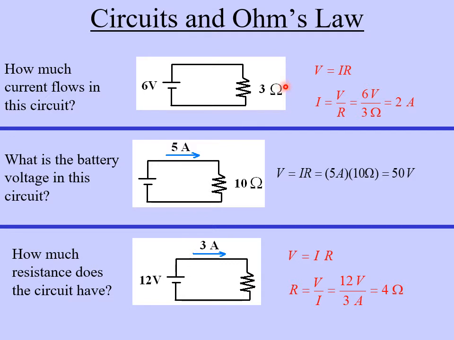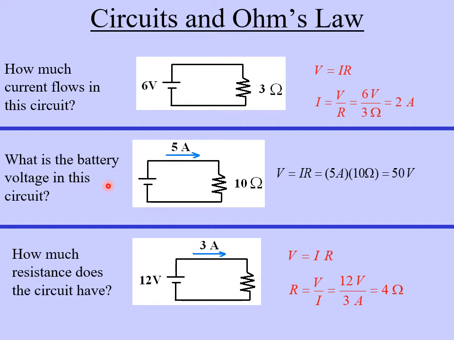But the question is how much? So here's where we use Ohm's law. Since V is equal to IR, we need to solve for I. I is equal to V over R. V is 6 volts. R is 3 ohms. And as long as we're using volts and ohms, all we have to do is take 6 divided by 3, which is 2, and the units will be amps or amperes. So the answer is 2 amperes of current is flowing in the circuit.